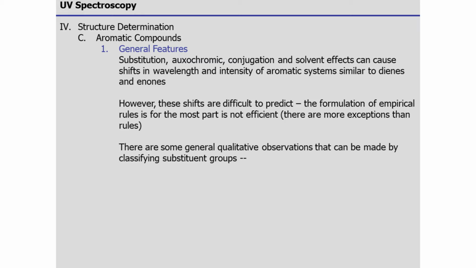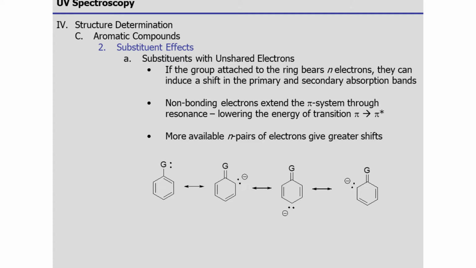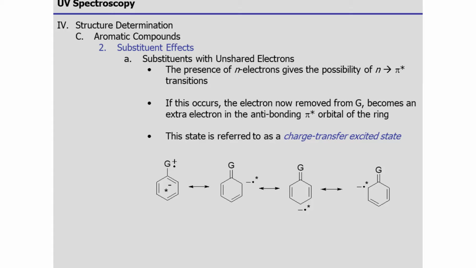Substitution, auxochromic, conjugation, and solvent effects can cause shifts in wavelength and intensity of aromatic systems, though these shifts are hard to predict. Groups attached to the ring with unshared electrons can induce shifts in absorption bands. Non-bonding electrons extend the pi system through resonance. The presence of n electrons allows for n to pi transitions, leading to a charge transfer excited state when the electron is removed from the group.